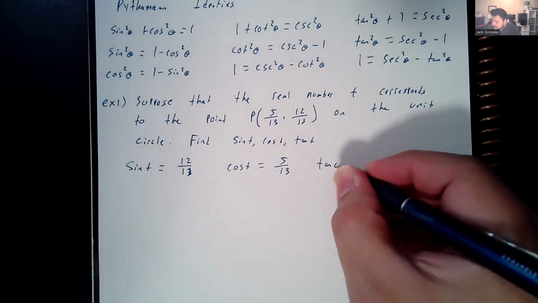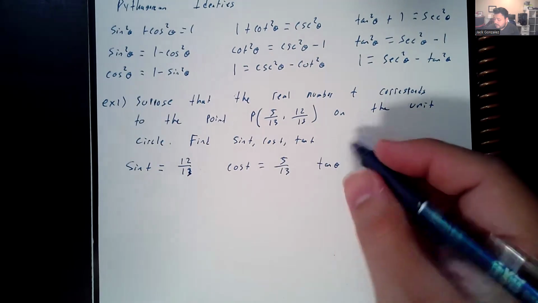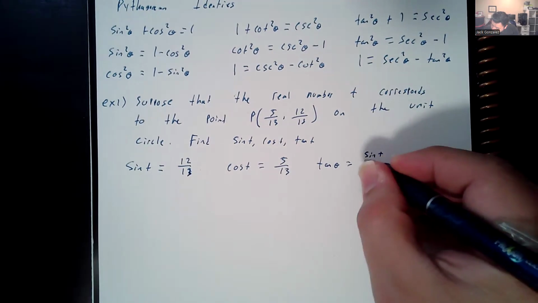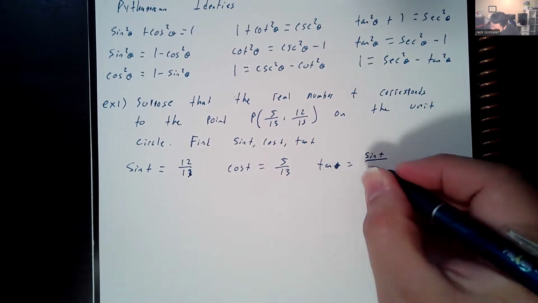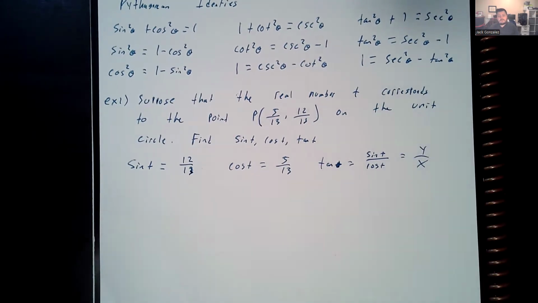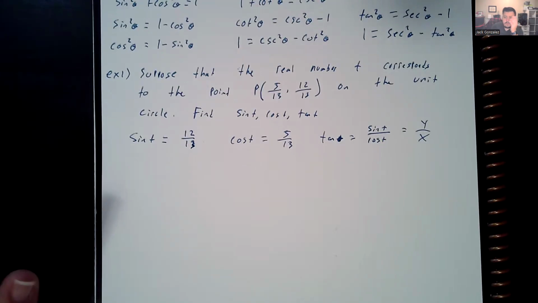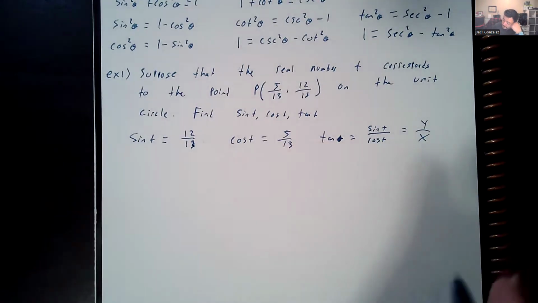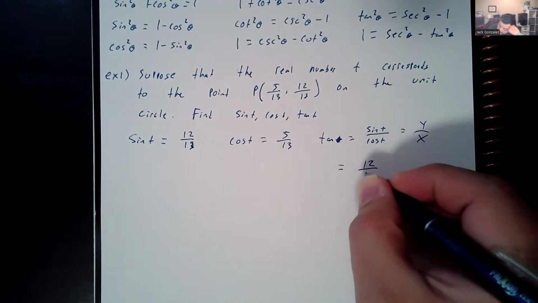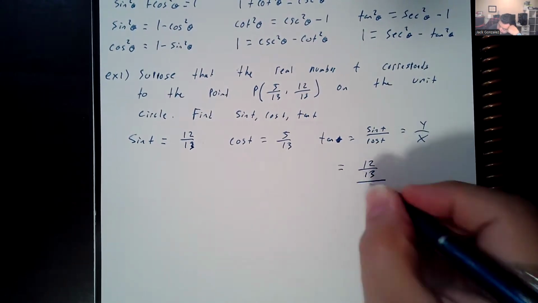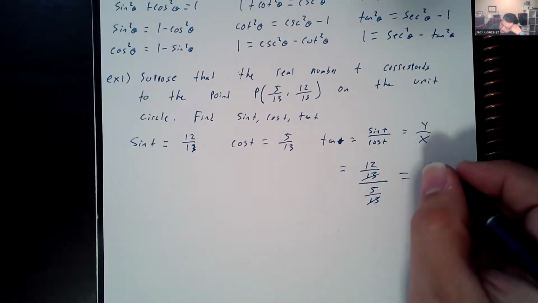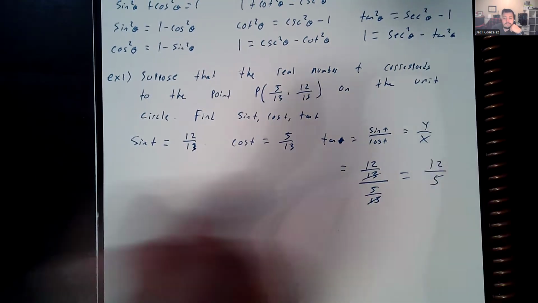No real work here to do. Tangent, we said, is the ratio of sine t over cosine t, which is the same as y over x in this case, because the radius would cancel, and also the radius is 1. So we can write it this way. That'll give us 12 over 13 divided by 5 over 13, which cancels, giving us 12 over 5.